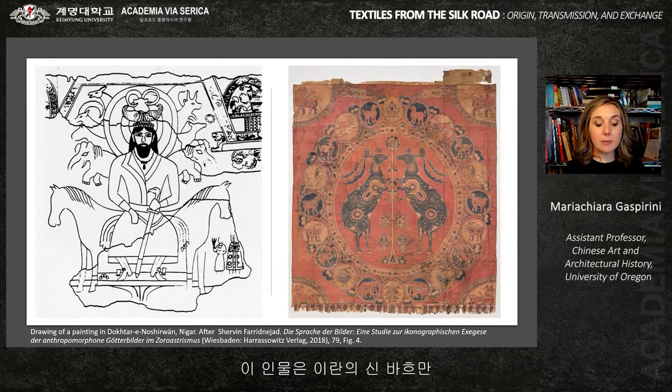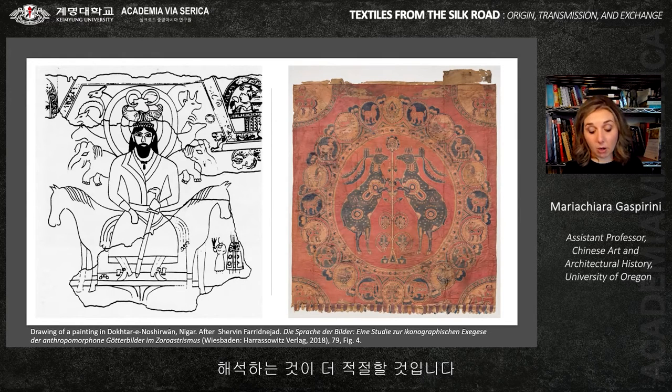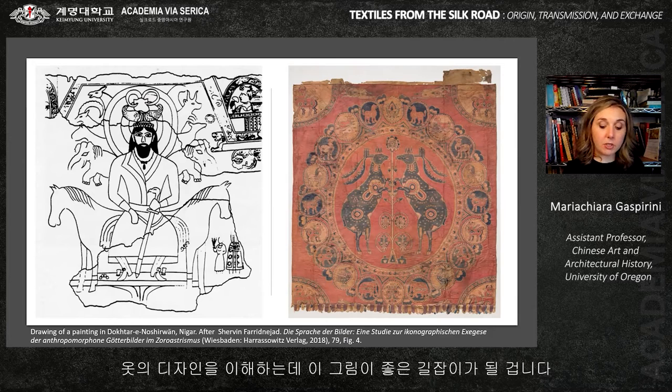This figure has been interpreted as the Iranian god Bahman, or the supreme being Ahura Mazda, or also seen as the protector of men and animals. But he might be the more straightforward representation of a Turkic ruler portrayed like an Iranian god. The picture offers a good way to interpret the motif on the textile panel, indeed.